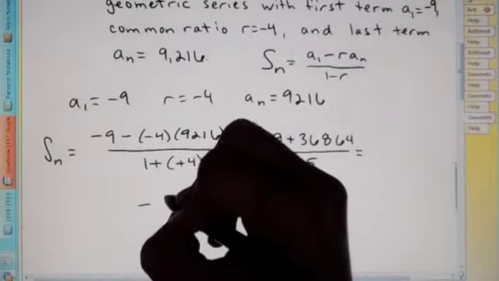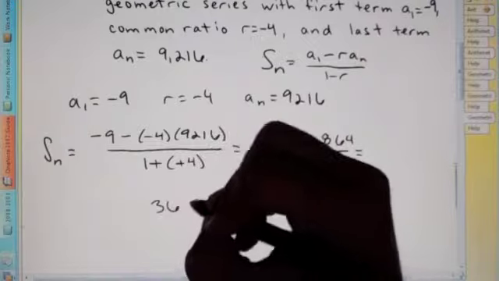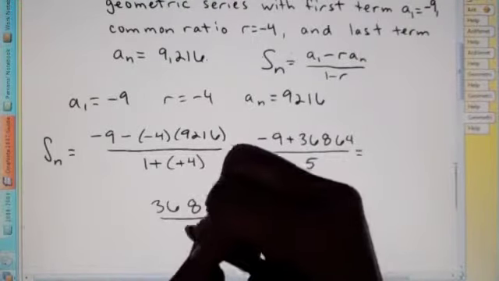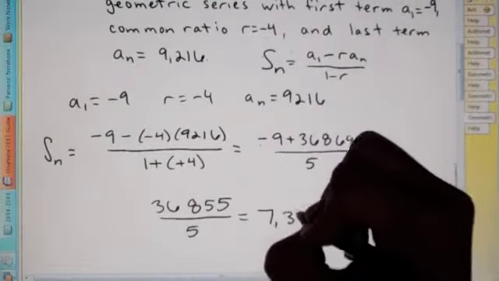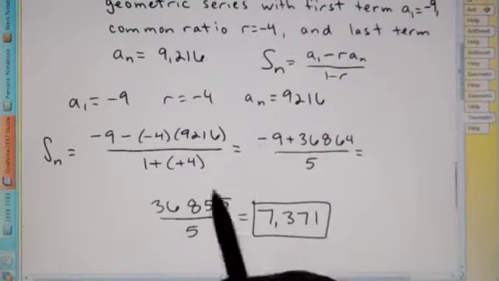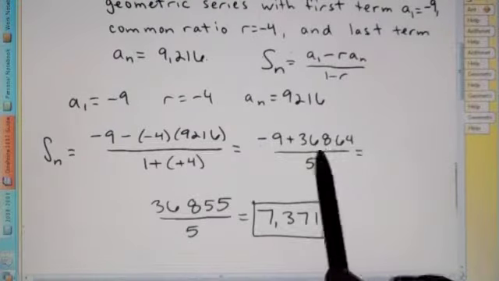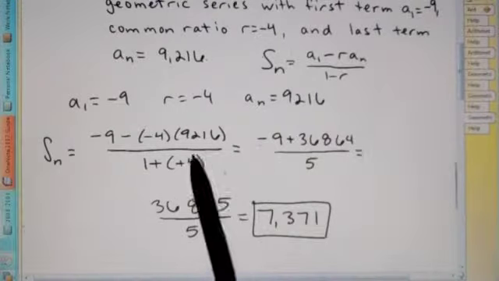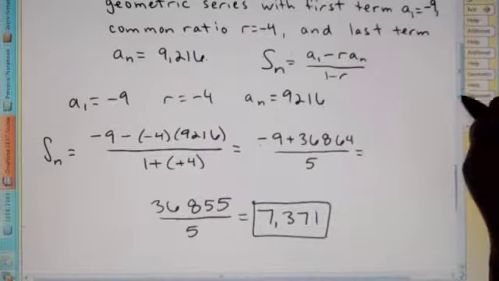So now that's equal to negative 9 plus that is 36,855 over 5. And then we just divide. So we get 7,371. This would be our answer. Again, it's not too difficult. Just stick exactly to the formula and just make sure you do the right computations. Okay? So again, figure out which formula you need by realizing what given information you have.